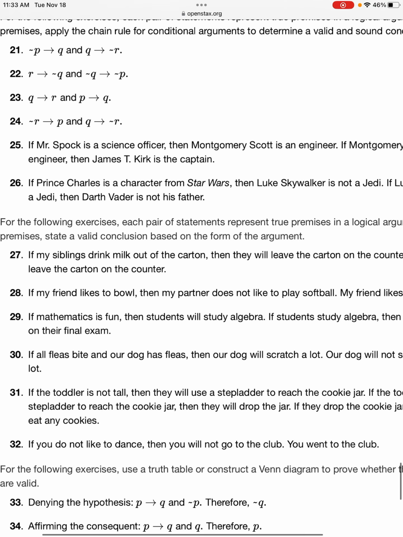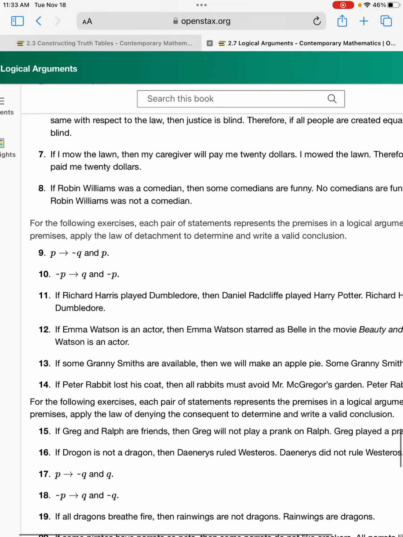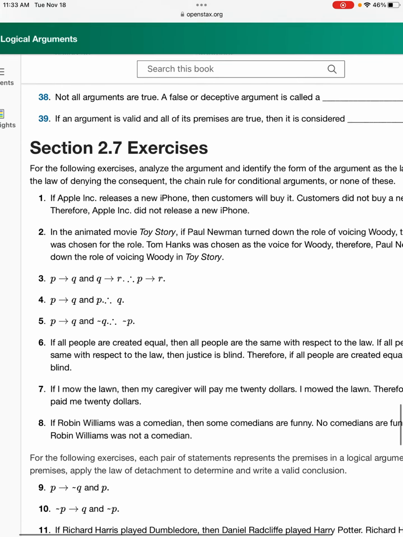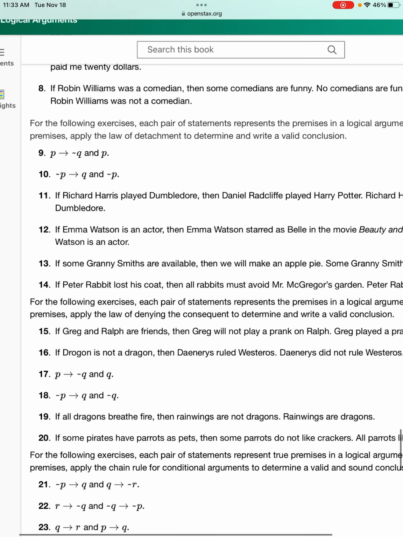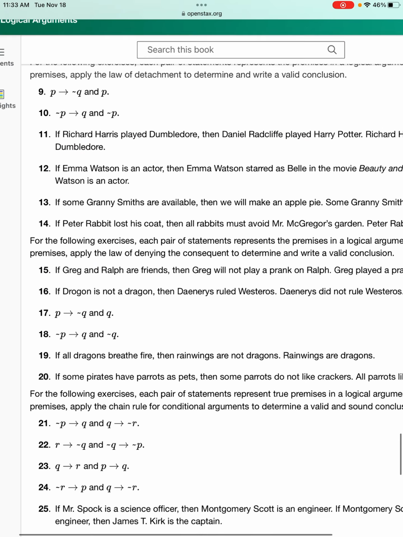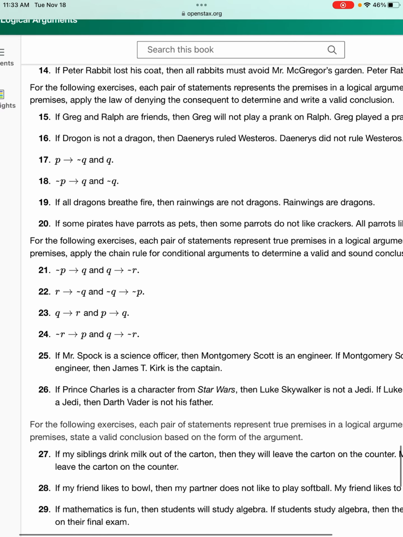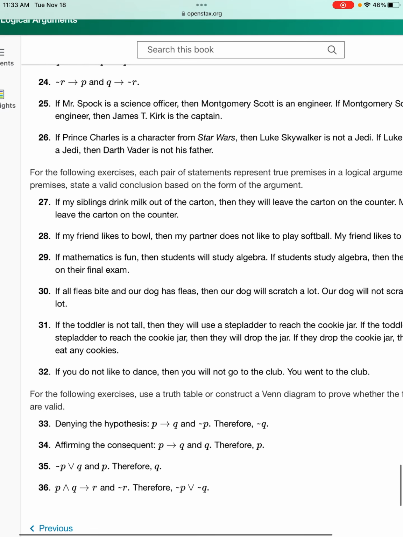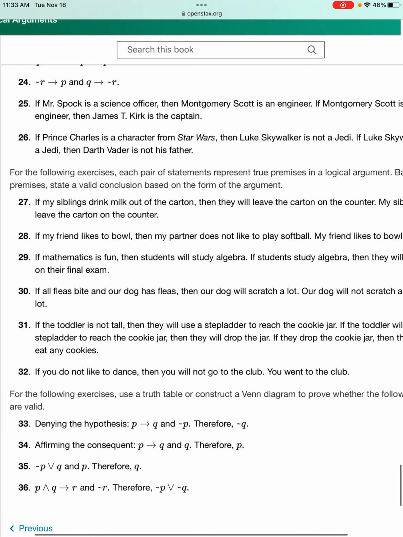Okay, and they give it in words here. And then we have these last groups of problems as well. So you get an opportunity to see the rules in play, to apply the law of detachment, followed by the law of denying the consequent, followed by the chain rule, which we looked at. And then we have state a valid conclusion. So what's going to happen in these is that it could be any of them. So let's look at 30.